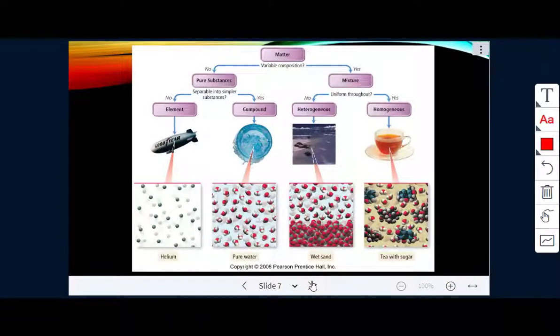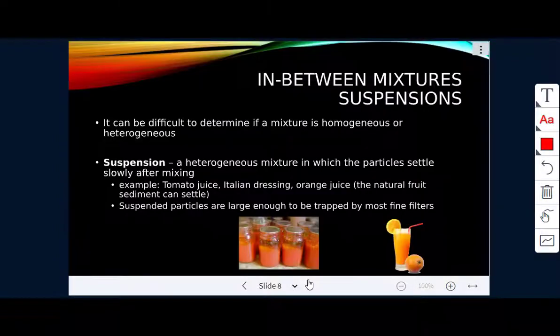All right, so just another chart here showing classification of matter. So matter is split into pure substance and mixtures. Pure substances are elements and compounds, and then mixtures are either heterogeneous or homogeneous. There are in-between mixtures. So the first one we're going to talk about is called a suspension.